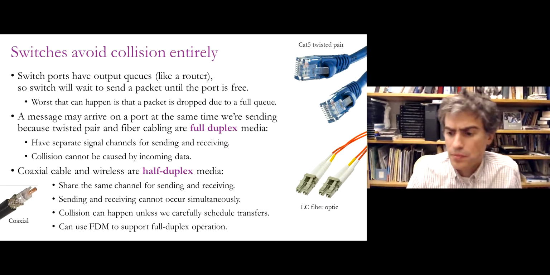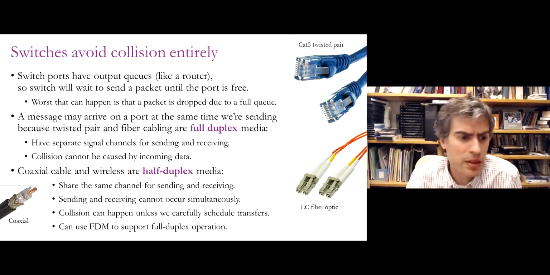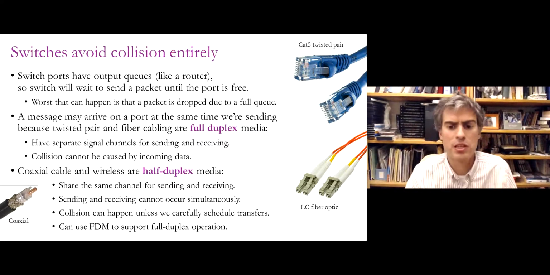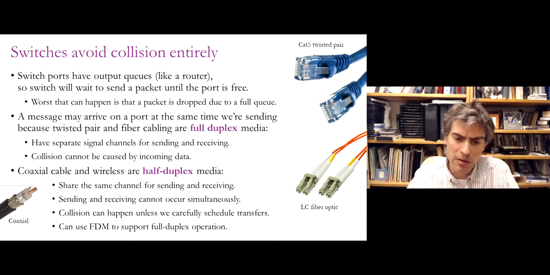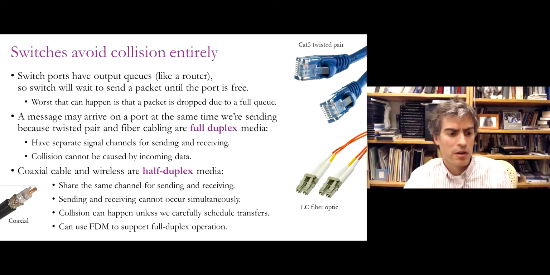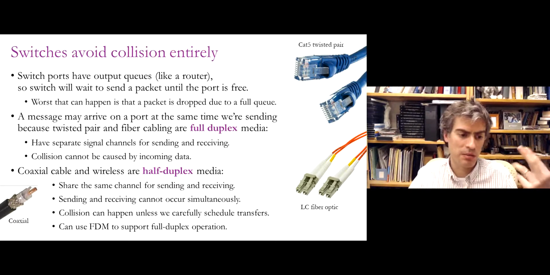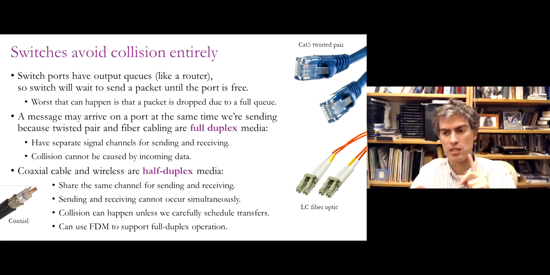If you're using either of these kinds of cabling, then a message can arrive on a port at the same time a message goes out, again, because there are wires for both directions. So we say that twisted pair and fiber optic cabling are full duplex media, or at least fiber optic cables, if you have a pair of them, are full duplex. Each individual strand is not. Full duplex is a term we use in networking for a channel, a wire, that has separate signaling channels for sending and receiving. So sending and receiving can happen at the same time. You don't have collision just because you're sending at the same time as you're receiving.